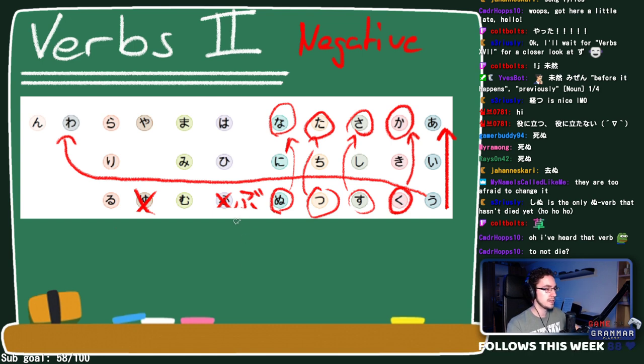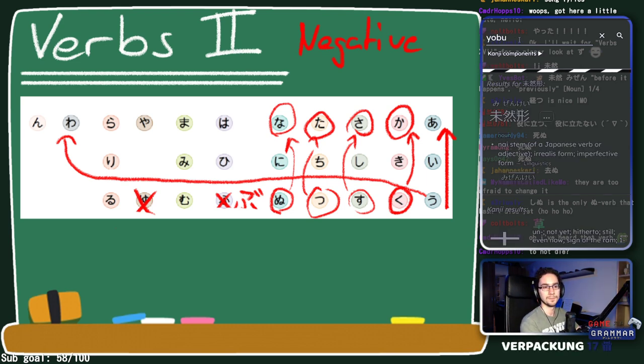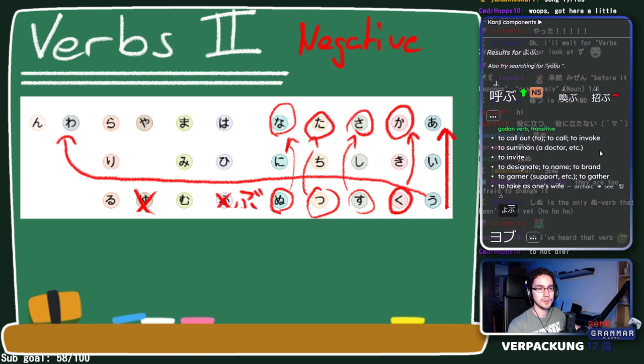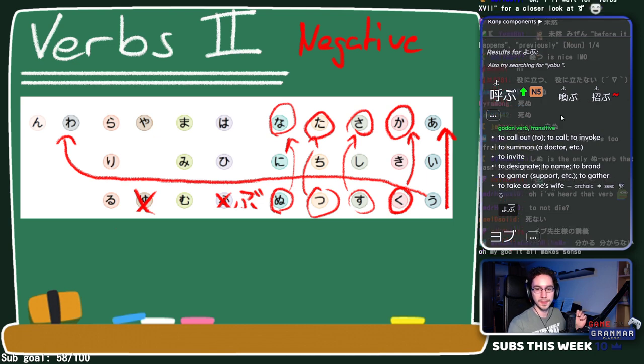So I made a little addendum here that there is no fu, but there is bu. So let's use a bu verb, such as yobu. Yobu means to call, to summon, to invoke, to invite, all of these kinds of things. Shinanai. You're missing a na there, that's shinai, but it would be shinanai. Which, yeah, wakaru, wakaranai. Oh god, it all makes sense. There you go, that's what I'm going for.